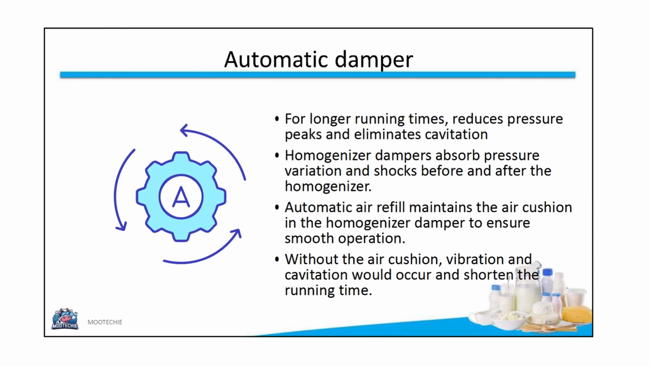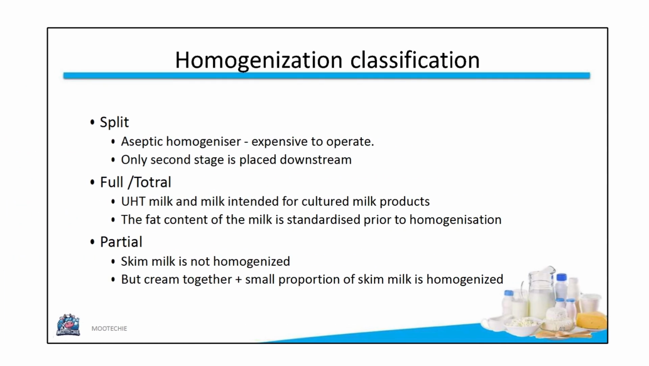An automatic damper is used for longer running times. It reduces pressure peaks and eliminates cavitation. It absorbs pressure variations and shocks. An automatic air refill maintains an air cushion inside the damper to ensure smooth operation. Without this cushion, vibration and cavitation would occur, shortening the running time.